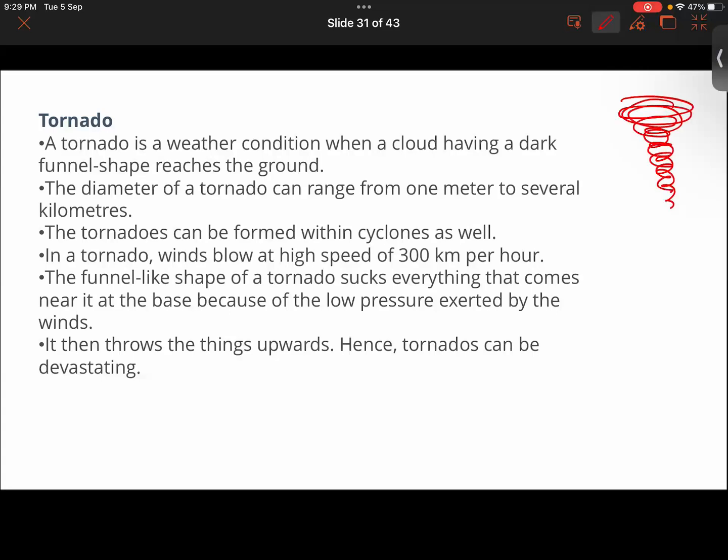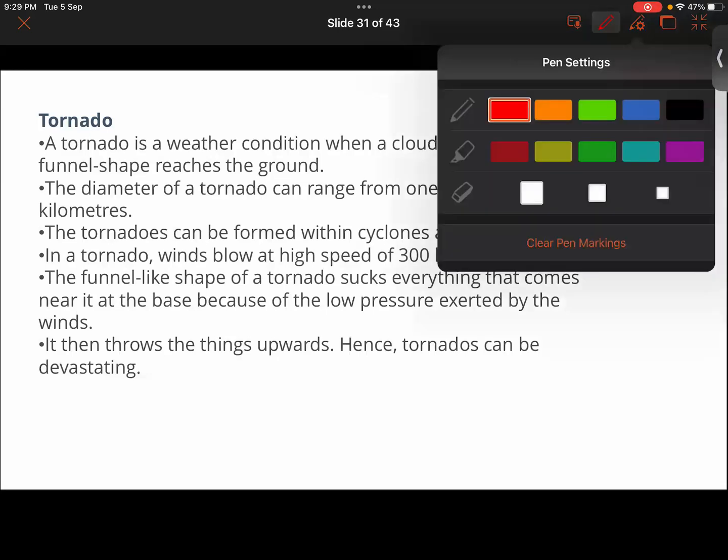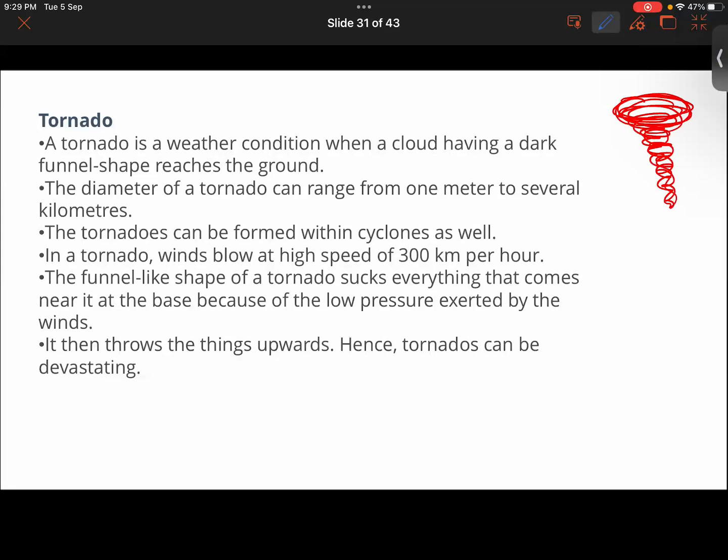Is tornado same as thunderstorm? Sometimes tornado is accompanied by thunderstorm as well. Okay, but they usually are not the same. They are different. They are two different things. They are two different phenomena.